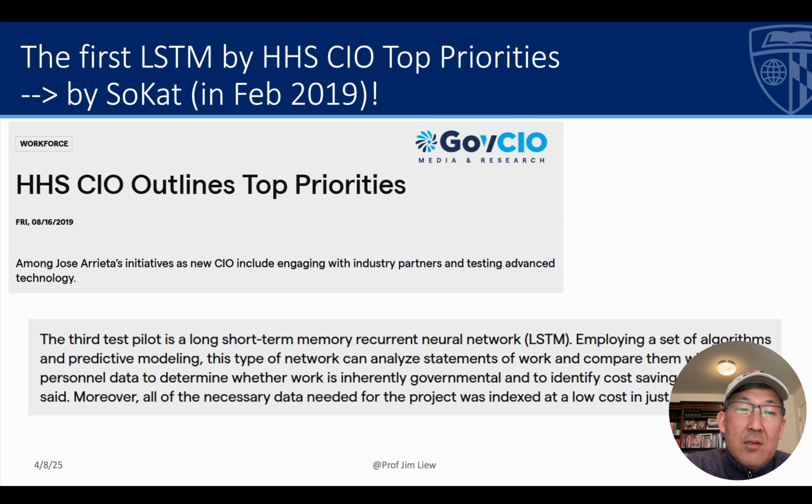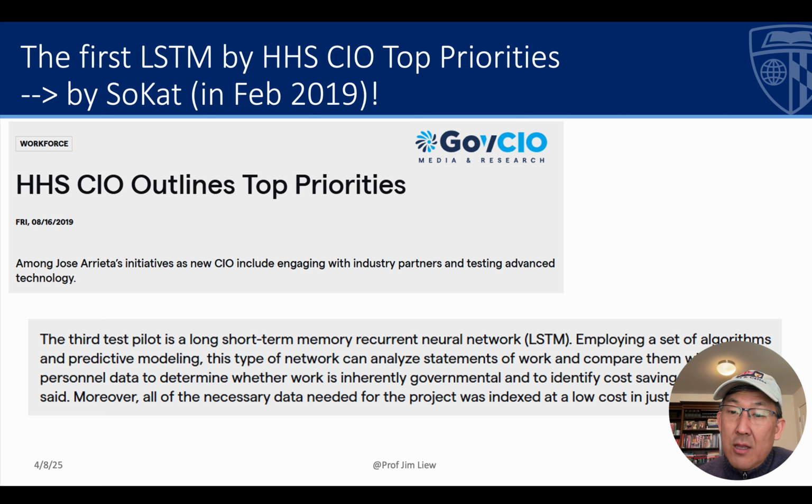The third test pilot is a long short-term memory recurrent neural network employing a set of algorithms and predictive modeling. This type of network can analyze statement of works and compare them with personal data to determine whether the work is inherently governmental or not. So notice it's a classification task. Given this information, is it inherently governmental or is it not inherently governmental?